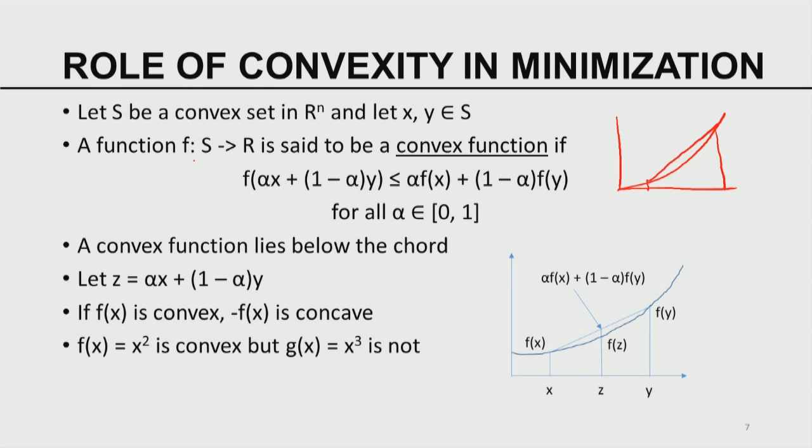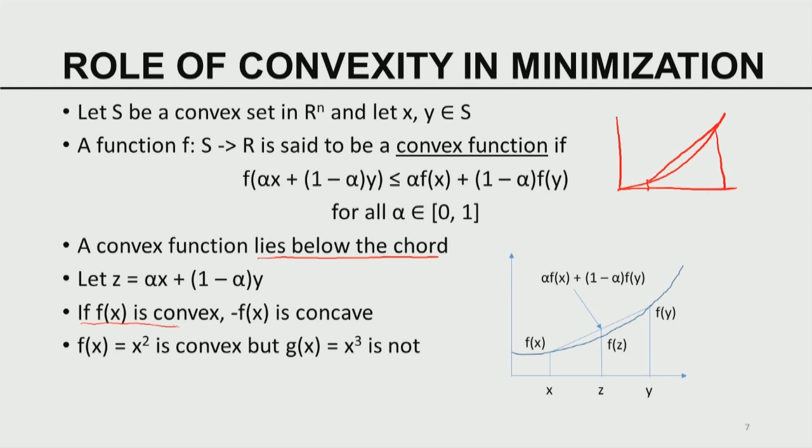So a function f from S to R is said to be a convex function if f of alpha x plus 1 minus alpha y is less than or equal to alpha times f of x plus 1 minus alpha times f of y, for all alpha from 0 to 1. Now look at this. When alpha is 0, this becomes f of y. When alpha is 1, it becomes f of x. For every point in between, the function is below the chord. So that is the definition. The function lies below the chord.